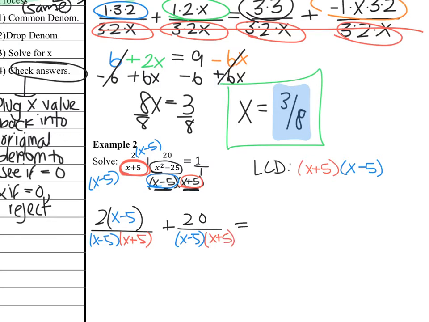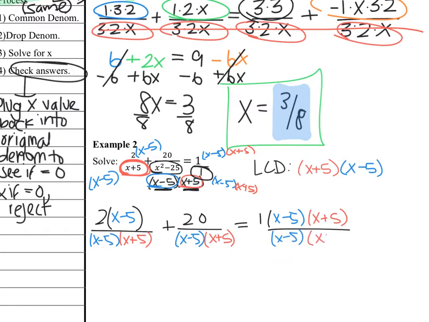Equals, now this third one only has a 1. So it needs to be multiplied by x minus 5 on top and bottom, and x plus 5. So now it's 1 times x minus 5 times x plus 5, all divided by 1 times x minus 5 and x plus 5. All right, so common denominators drop away.